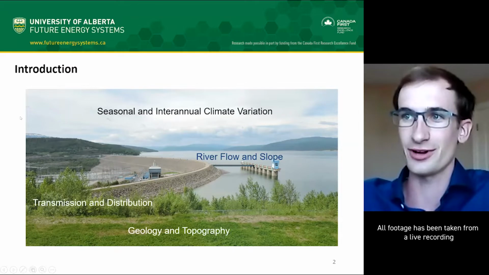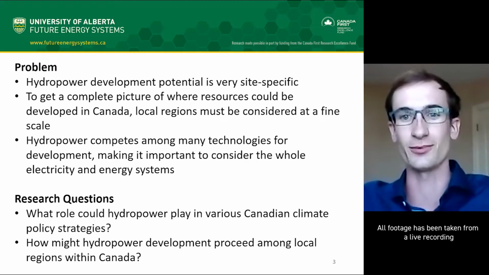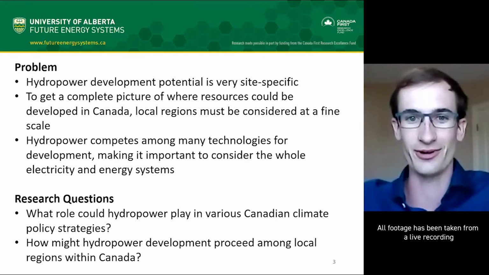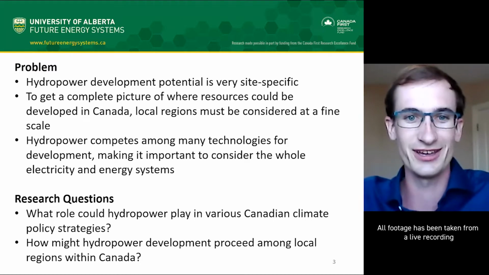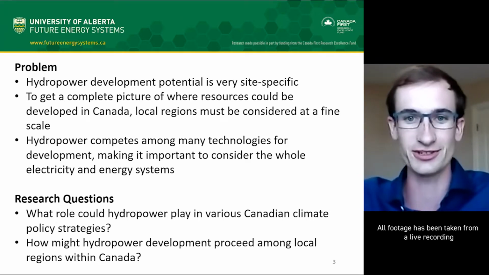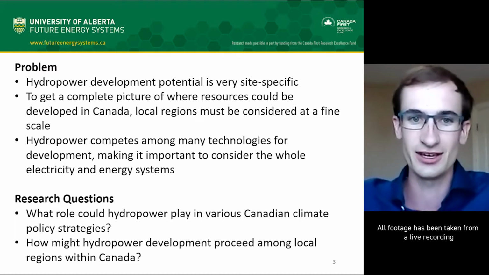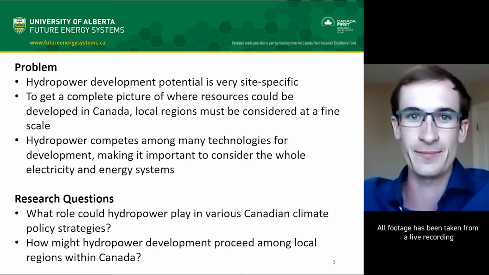Which leads us to our problem, which is that to get a complete picture of how hydropower fits into the wider energy system, we need to get an idea of how hydropower resource potential at local scales fits into the wider nation as a whole. So hydropower competes with other technologies for development of new generation. So it's important to consider how it fits into the larger electricity and energy systems. So our research questions are: what role could hydropower play in various Canadian climate policy strategies? And how might hydropower development proceed among local regions within Canada?